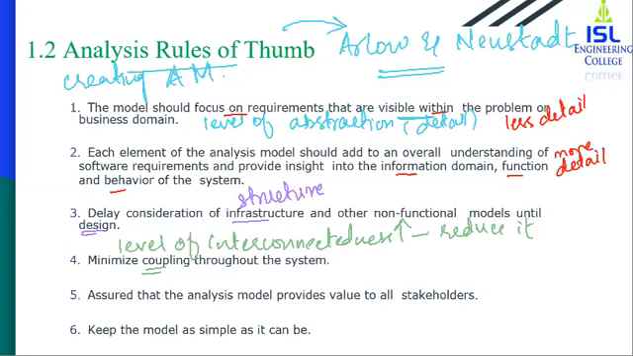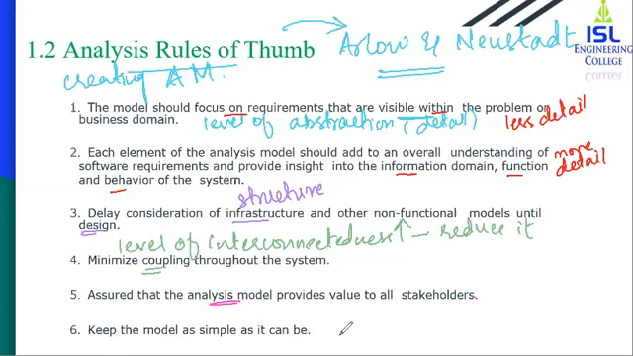The fifth point is that it assures that the analysis model provides value to all the stakeholders. Now, there are going to be different stakeholders. You're going to have the business stakeholders, designers, and marketing people. Each of them needs to benefit from the development of the software. That is, it assures all these stakeholders that this analysis model is going to provide them the best model, and it is going to be a big sale.